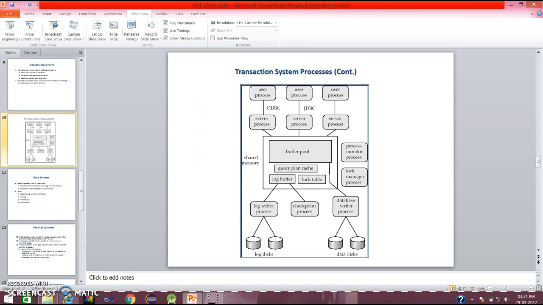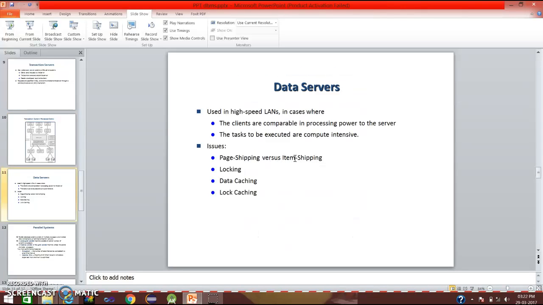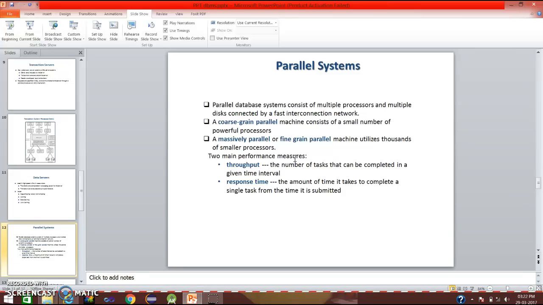Transaction system processes. This is the shared memory, and it is connected to the log disk and the data disk. Also, JDBC and ODBC. Data servers are used on high-speed lines in cases where the clients are comparable in processing power to the server and the tasks to be executed are compute intensive. There are some issues like data caching, log caching, locking, and page shipping.